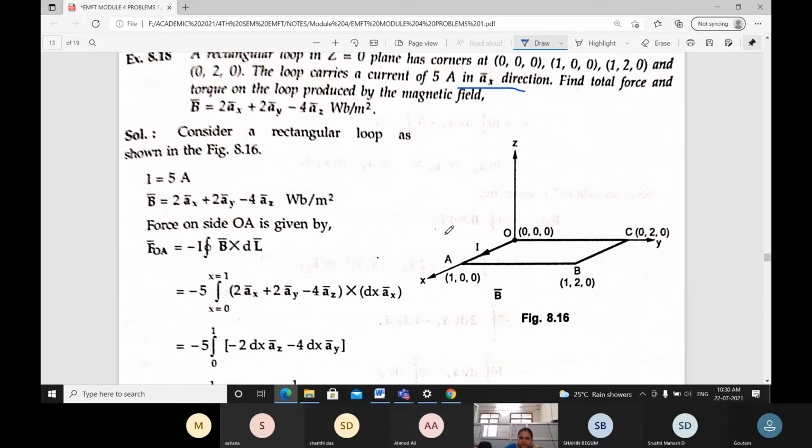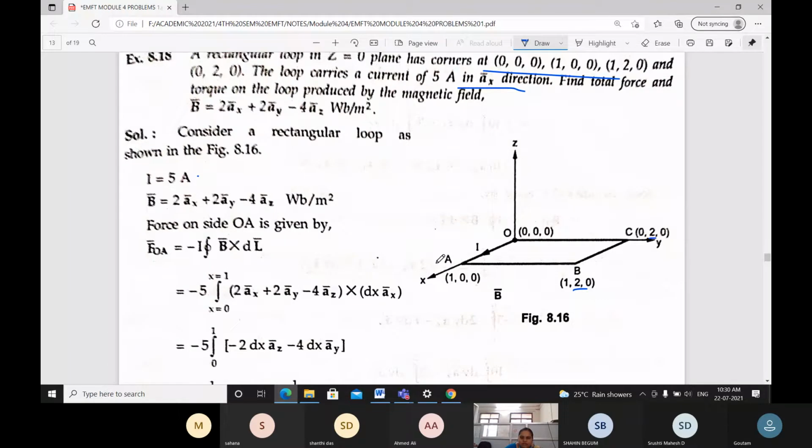Based on the given parameters, the rectangular loop will look like this, where X is 1 unit and in the Y direction it is 2, with corners (1,0,0) and (0,2,0). This will remain the same for the rectangular loop, and the origin will be at 0,0,0. Then the current flowing is given as 5 amps. Then the B value is given as 2AX plus 2AY minus 4AZ.